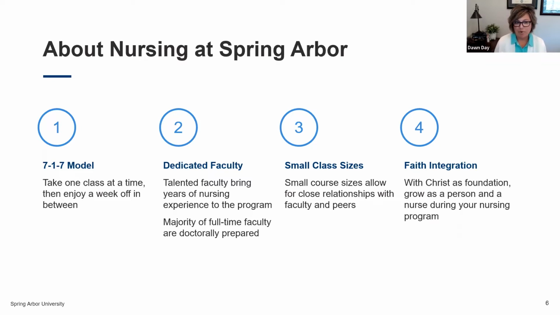Some things about our program design. We do have a 7-7-7 model, which is a little unique compared with other universities. This just means that you take one didactic class at a time, and it lasts 7 weeks and you get a week off in between courses. This allows you to take 3 separate didactic courses within one semester, but focusing only on that one course at a time.